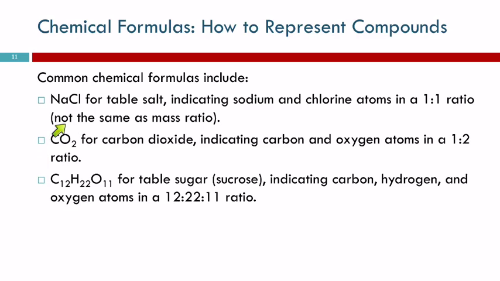CO2, we just looked at an example of that one. No, we did carbon monoxide, my bad. CO2, carbon dioxide, 1 carbon, 2 oxygens. Okay, this is one of the predominant gases in the air. You exhale it and the plants use it and give off oxygen for us. Sucrose, table sugar, C12H22O11. 12 carbon atoms, 22 hydrogen atoms, 11 oxygen atoms in a molecule of sucrose. So that's what the chemical formula means.